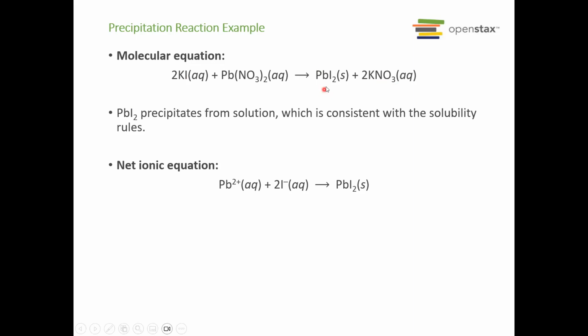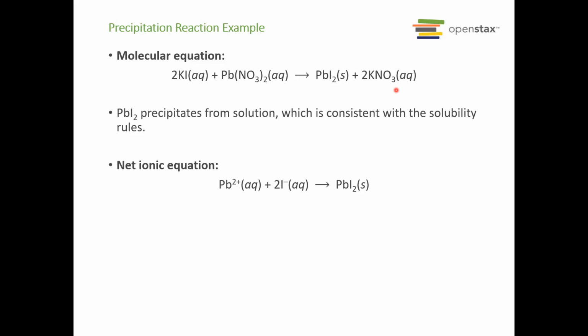And then in order to balance it, we've got 2 iodines on the right. We need a second potassium iodide to give us that second iodine then. But that gives us 2 potassiums then. So we've got to go back to the right and just put a 2 in front of KNO3.